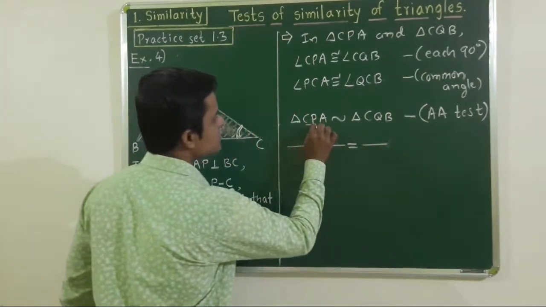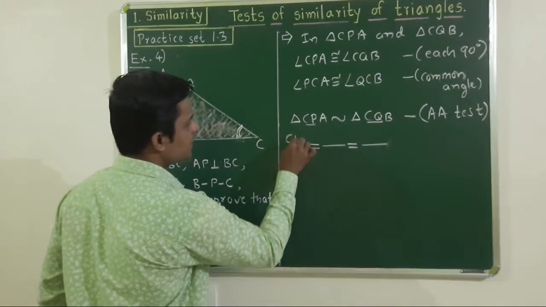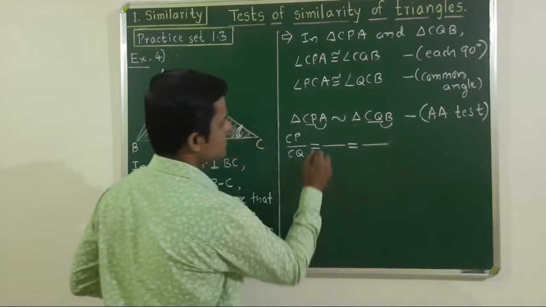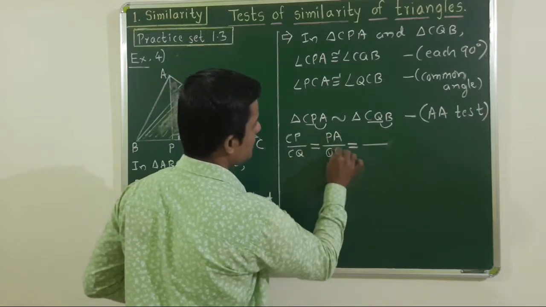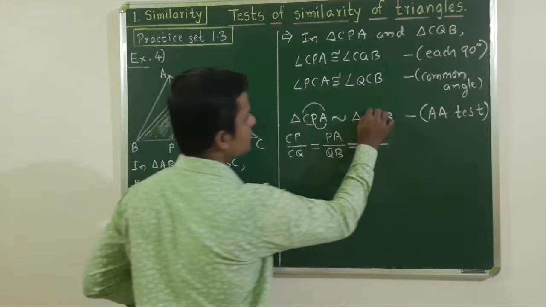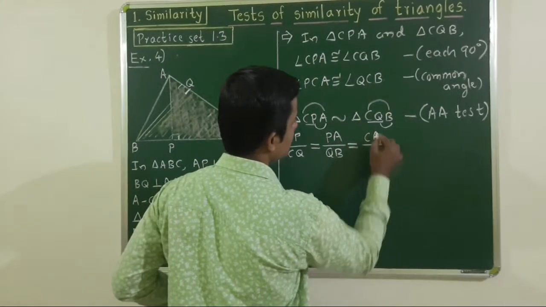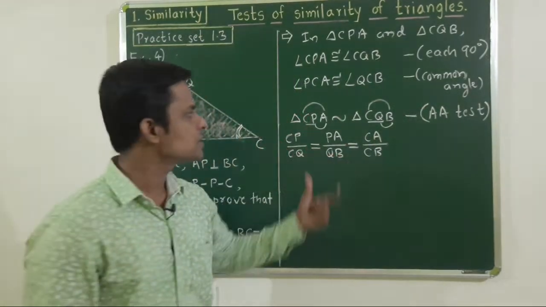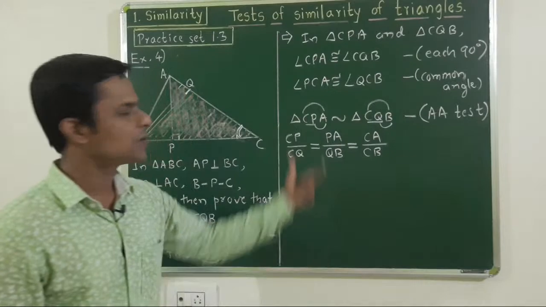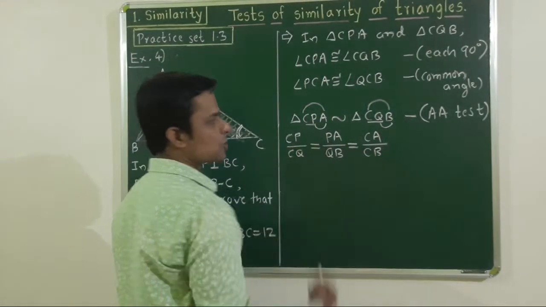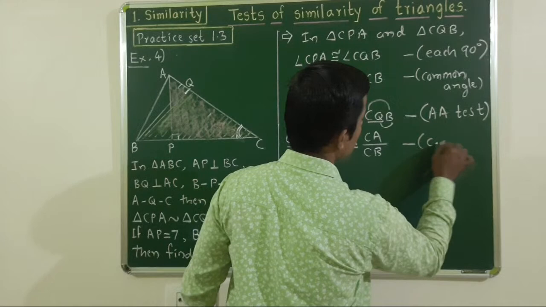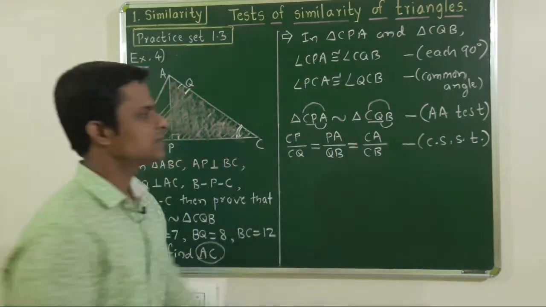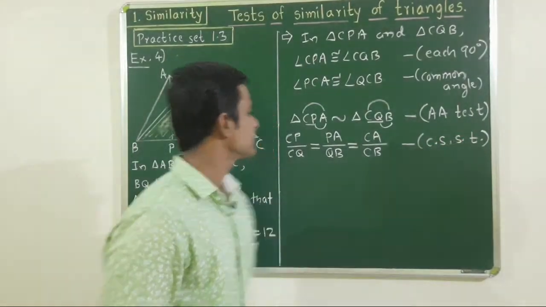Now first two letters, that is CP upon CQ. The next two letters, that is PA upon QB, and first and third, CA upon CB. But while writing these proportions, these names should be perfect or correct. Then only we can use the shortcut. Reason will be corresponding sides of similar triangles, that is CSST, corresponding sides of similar triangles.